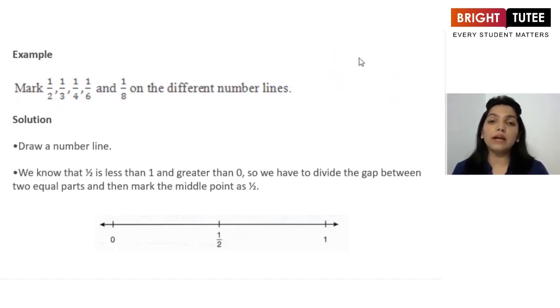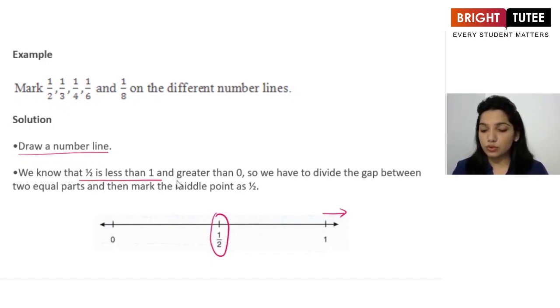Now we are going to mark these fractions on different number lines. Let us start here. It says how we are going to draw. We are going to start by drawing a number line. We know that half is less than 1. In a number line, I hope you remember, if we go on the right side, we keep on increasing. If we go to the left, we decrease our value. So here, because 1 is sitting on the right side compared to half, 1 is bigger. So it's clear why half is less than 1.